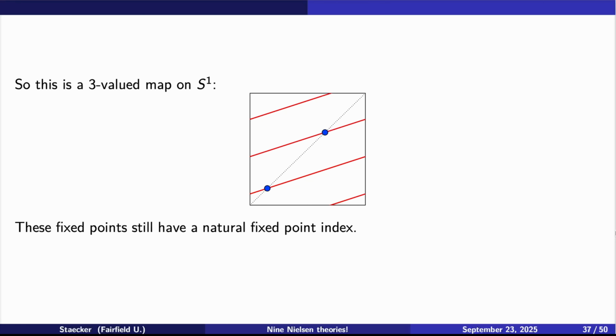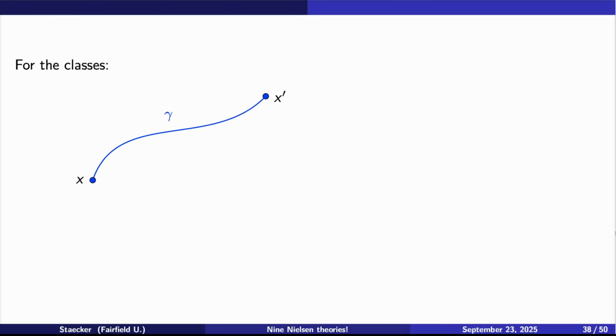The fixed point classes are a little bit weird. I'll show you the paths for that one. So in this setting, you have a path from x to x prime, 2 different fixed points. Now, I'm going to apply the map to the path like we did before.